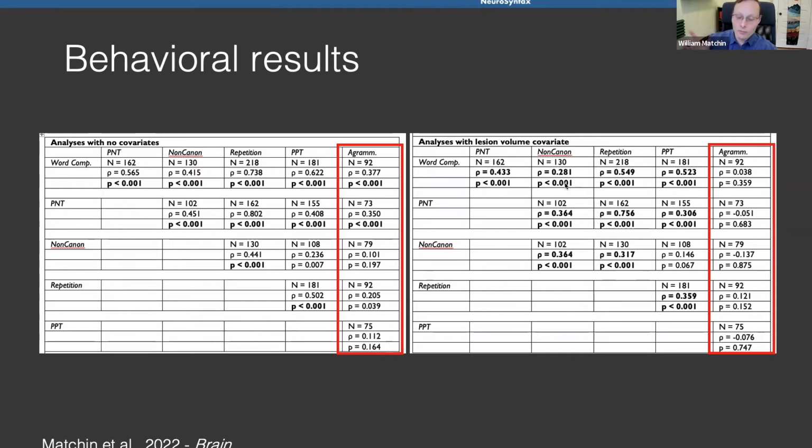So in a nutshell, we basically replicate the Mesulam behavioral results, but we have this significant correlation now between word and sentence comprehension that was not significant before, which makes sense.